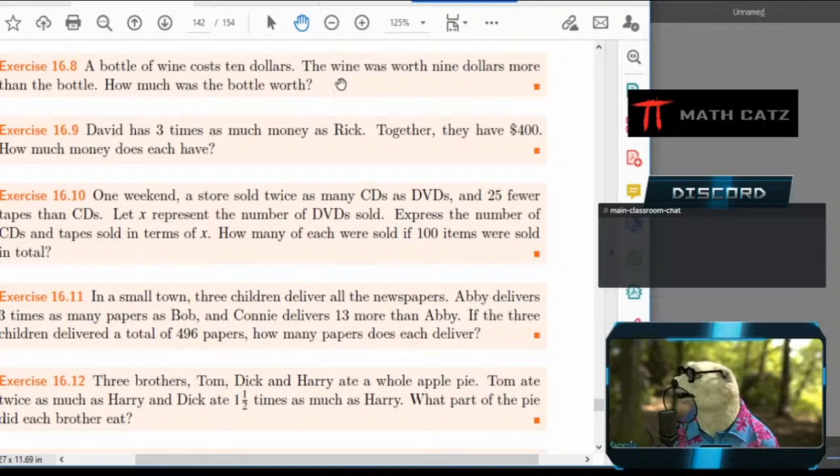So if you were to ask someone, and you can experiment with this if you know of someone, just ask them this verbally. Say, a bottle of wine costs $10. The wine is worth $9 more than the bottle. How much was the bottle worth? And if you ask them to answer quickly, I think most people would say $1 because they think 10, they think 9, the gap is $1.